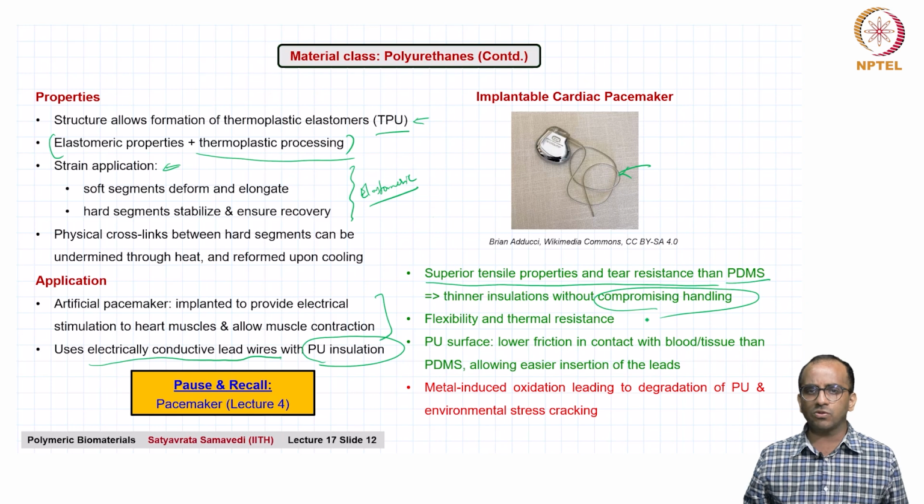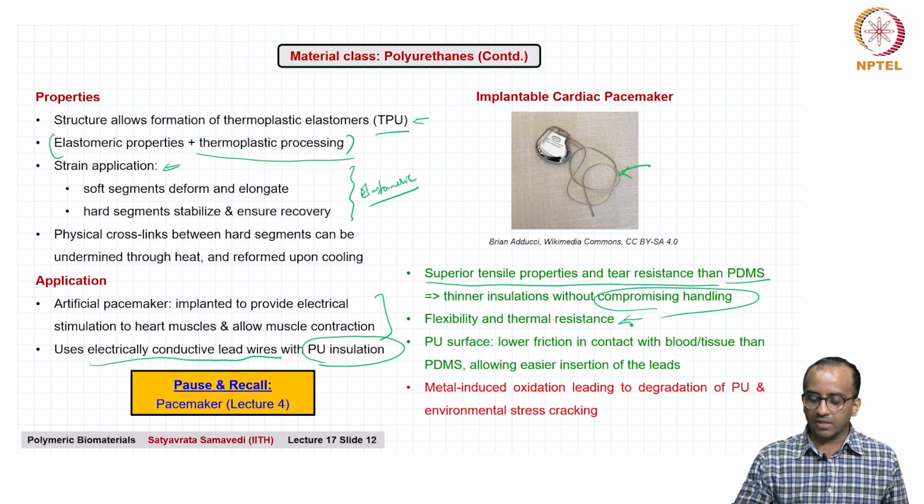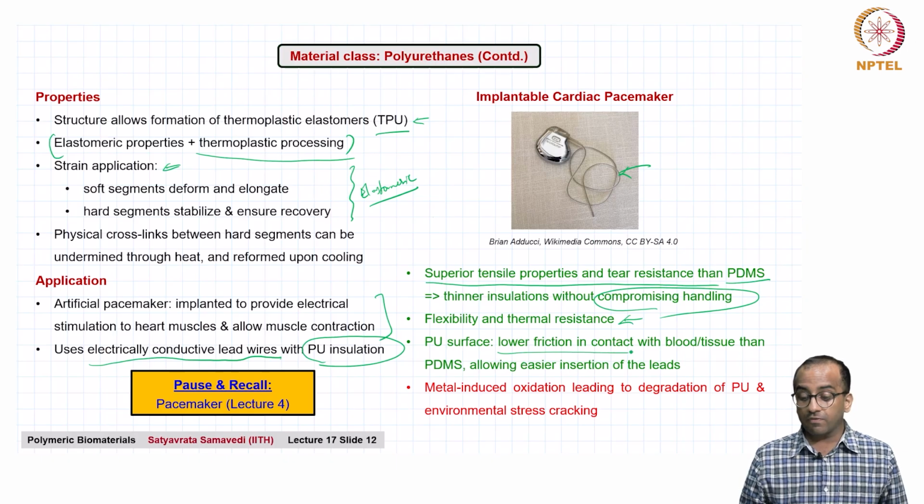And as you will always notice, when you have a combination of such properties that are required, when you are able to improve one set of properties, the other will start going down. So there is a sweet spot that biomedical engineers often have to find when designing such materials. These materials also show very high flexibility and thermal resistance. And the polyurethane surface has lower friction when in contact with blood and tissue compared to PDMS, which makes it easier to insert the leads.